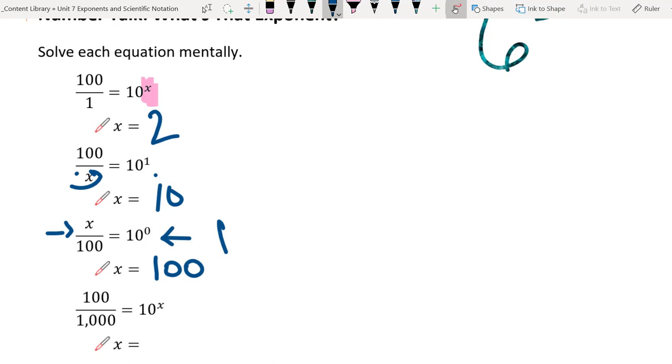If you simplify this, 10 to the what power makes 1/10? If you think about what we've just talked about, that would be 10 to the negative first.